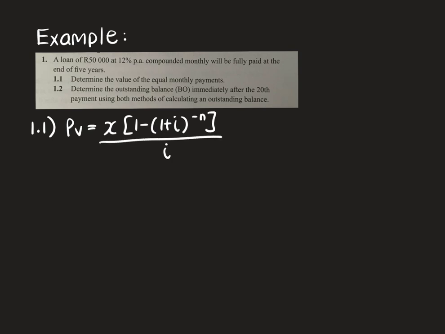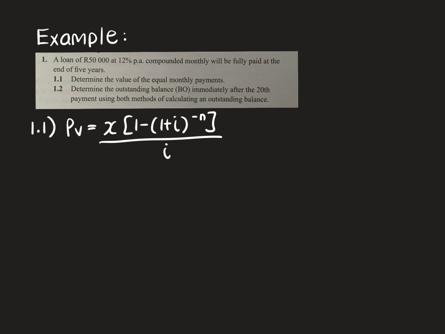A loan of 50,000 at 12% per annum compounded monthly will be fully paid at the end of 5 years. Determine the value of the equal monthly payments. Okay, great. So that is straightforward, we're dealing with a loan, which means we're dealing with a present value annuity formula. So let's write our present value annuity formula out. x, open bracket, 1 minus (1 plus i) to the power of minus n, close bracket, all over i. And we are now going to work out our equal monthly payments.